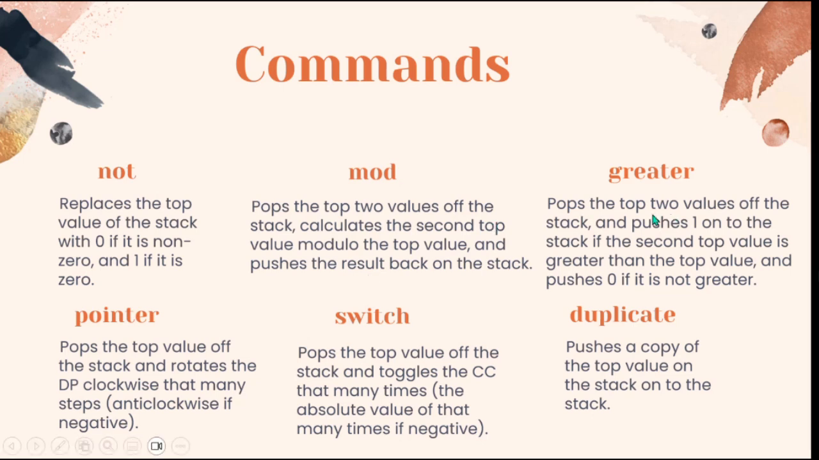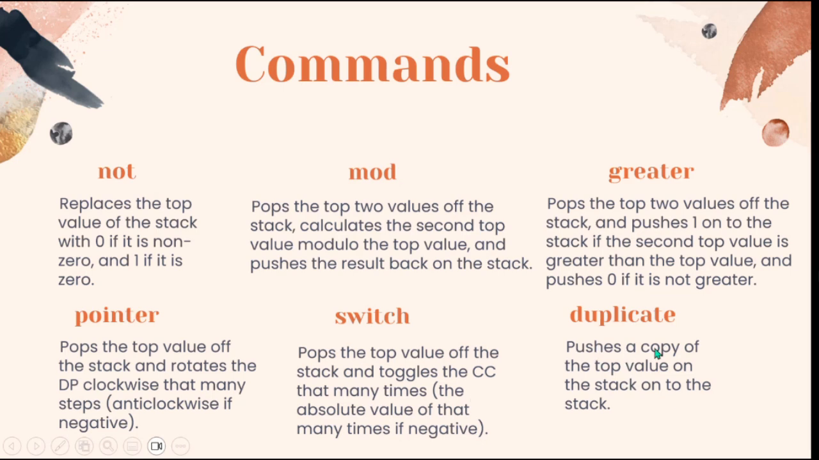Greater pops the two values of the stack and pushes 1 to the stack if the second top value is greater than the top value, and pushes 0 if it is not. Pointer pops the top value and changes the direction of the pointer that many times based on the value. Switch pops the top value of the stack and toggles the CC that many times. We will learn about the CC later.